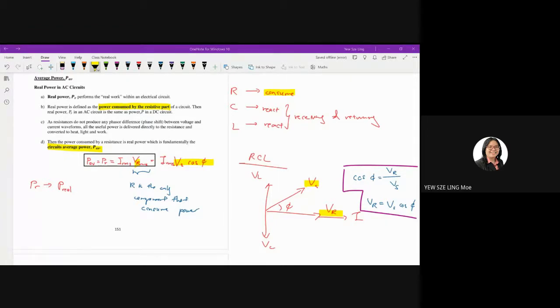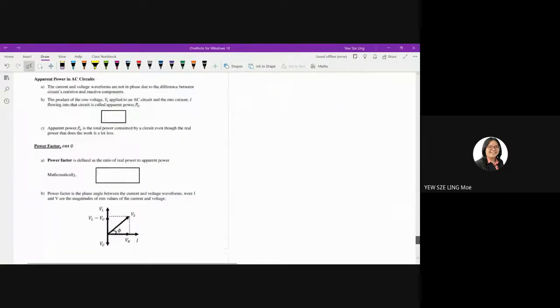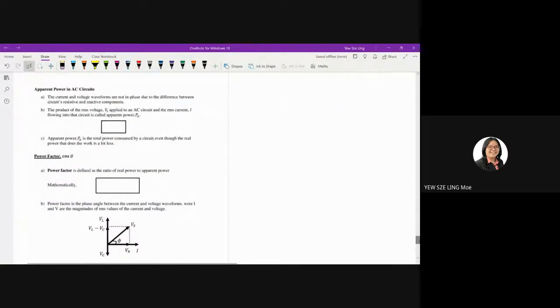All right, now let's look at the last page. Just now we were looking at real power. There is another type of power in our AC circuit, which we call apparent power. The current and the voltage waveform are not in phase due to the phase difference between the resistive and reactive components. Just now we were looking at the resistive component when it comes to real power. In apparent power, we are looking at both resistive and reactive components.